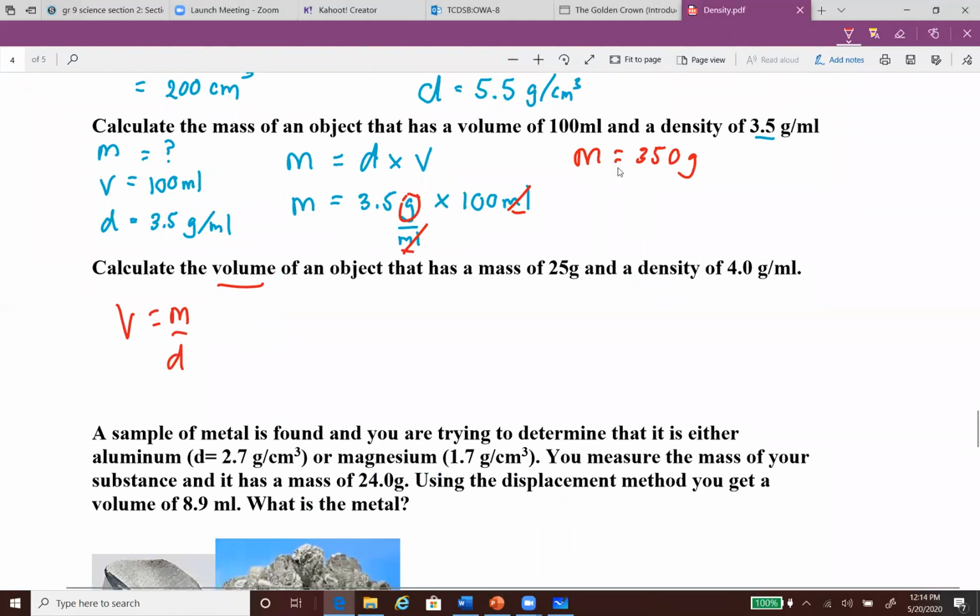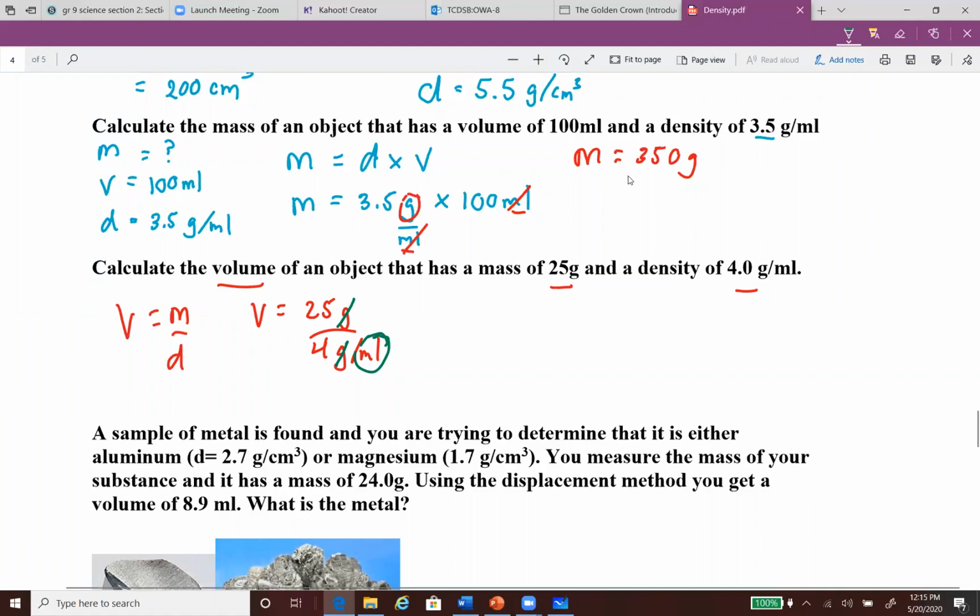So what do we have in this question? We have the mass and we have the density. So the volume is the mass, 25 grams, over the density, which is 4 grams per milliliter. Now you'll notice you have grams on top, grams on the bottom, so they are going to cancel out and you'll be left with just milliliters.